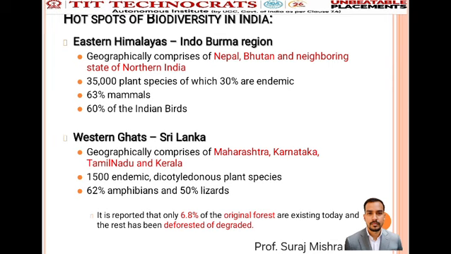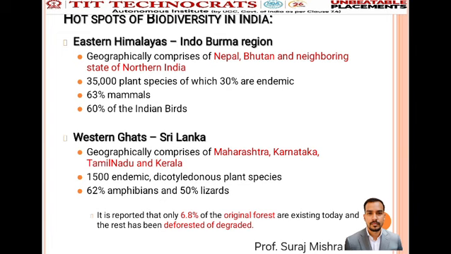Talking about the Western Ghats, geographically it comprises of Maharashtra, Karnataka, Tamil Nadu, and Kerala. More than 1500 endemic species of plants are found here, and 62% of amphibians are also found here. Plants including teak tree, jamun tree, and cashew trees are the highlight of Western Ghats. And flowering plants such as ornamental orchid is also found here.